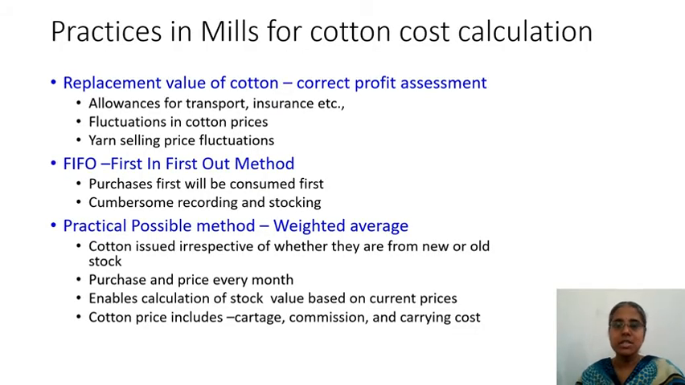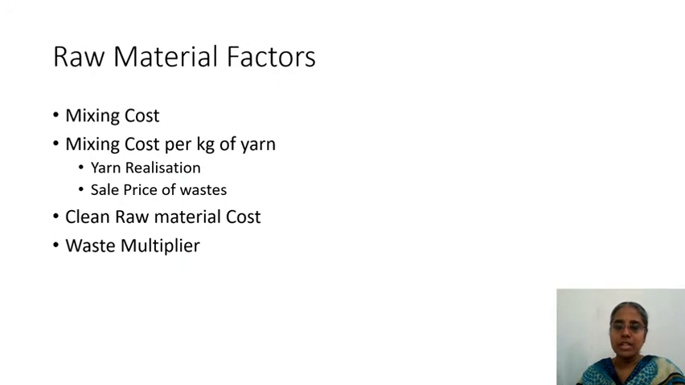So various mills use various methods for cotton cost calculations. They use a replacement value of cotton, first in first out method, and some practical possible method according to the mill. The mill decides which method to use, and they use their own method for fixing the raw material cost or the cotton cost. So we'll see the raw material factors and a few calculations in understanding these terms.